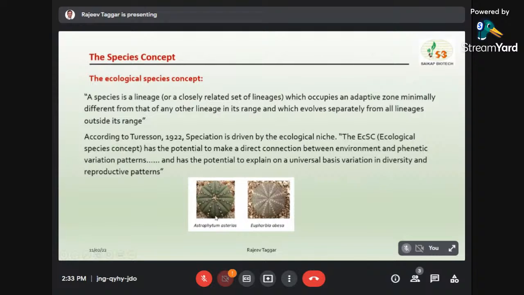In this case, again, we've already discussed. For example, we have two very different looking plants, Euphorbia obesa and Astrophytum asterias. They look very similar, and they exist in the same niche, but still they are very different. So what is coming in the same ecological niche doesn't have to be the same species.